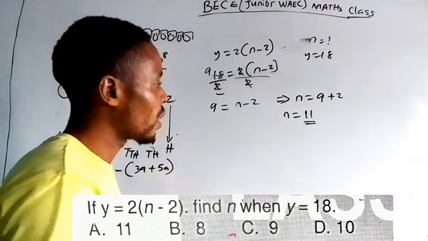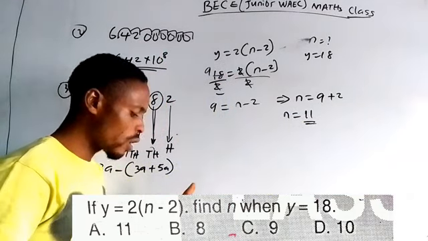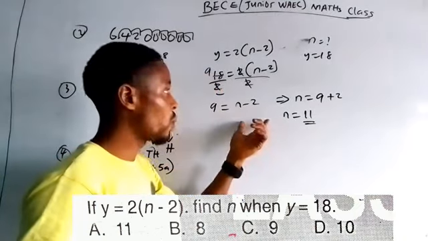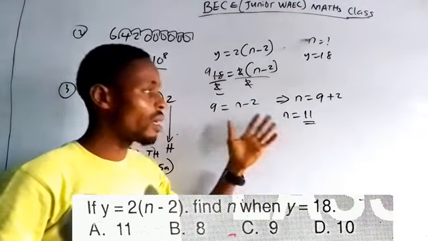So that is option what? Let me check the options. That is option A. So option A is the answer to this question, and that is how you solve this question. In case you see a similar question to this, that is how you solve it.